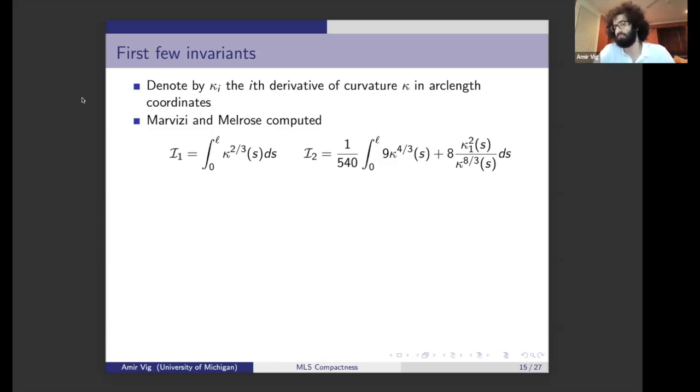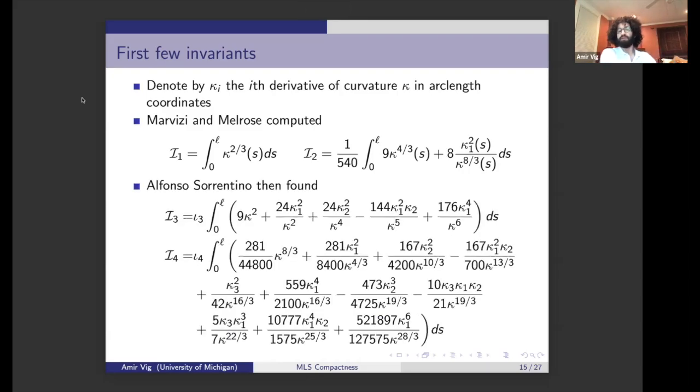And then you get, it's a closed curve, so you have no boundary terms, and you'll always get the same invariance, much in the same way as you do for heat invariance. Okay. So Alfonso Sorrentino found the next two invariants, and as you can see, their complexity grows exponentially. So the third invariant is some polynomial in the curvature κ with coefficients in 1 over the curvature. Okay. And the fourth one is an even longer polynomial.